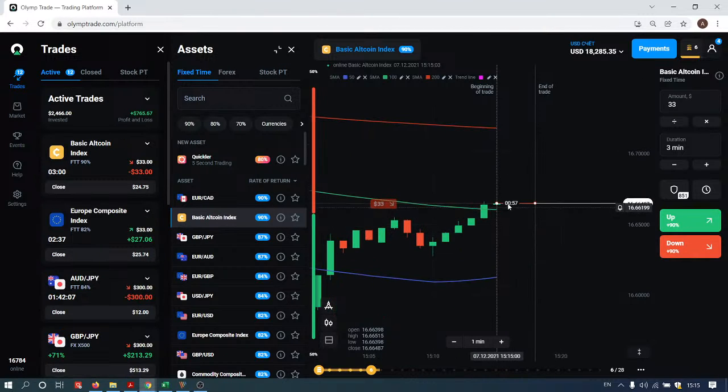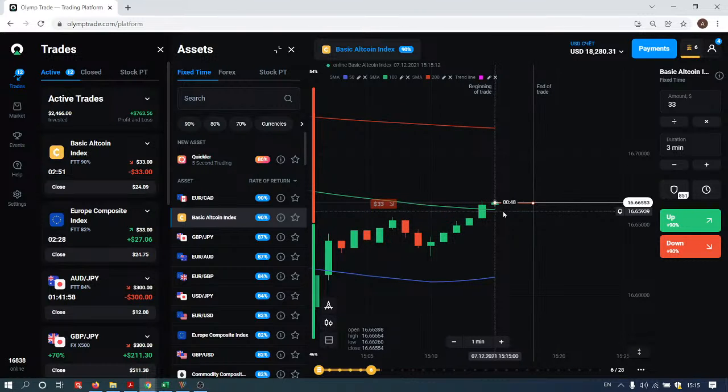And basic altcoin index. Yes, that's a moment when you want to open a trade downwards. So, do I have any advice? Do I have some advice for people who just joined the live stream?